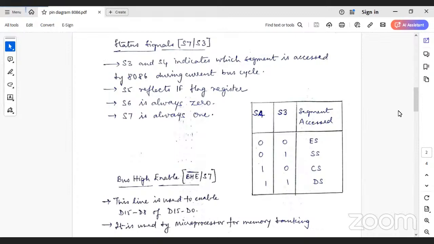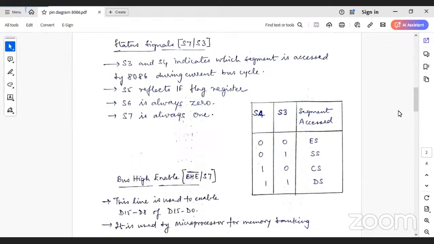As you can see in the figure, for the state of S3 and S4 being 00, your extra segment is selected. When it is 10, your stack segment is selected. When it is 01, it is code segment, and 11, it is data segment. So like this, for different values of S3, S4, you have different segments which are accessed in your 8086 processor. Now, next, after S3 and S4, you have S5.